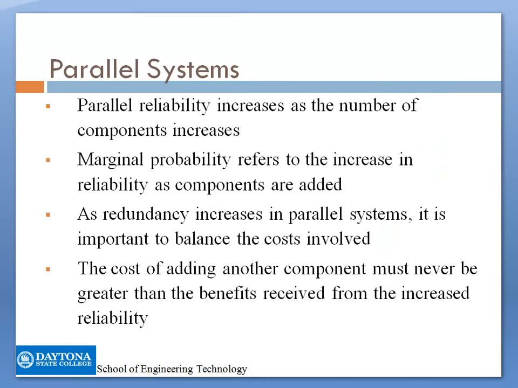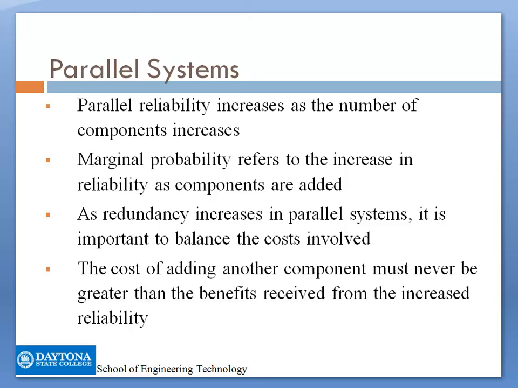In the case of a parallel system, the reliability of the system will be higher than the value of those individual components' reliability. The parallel reliability will increase as the number of components increases, because this is the way that we calculate it. Marginal probability refers to the increase in reliability as components are added. Redundancy increases in a parallel system, and it is important to balance the cost involved.